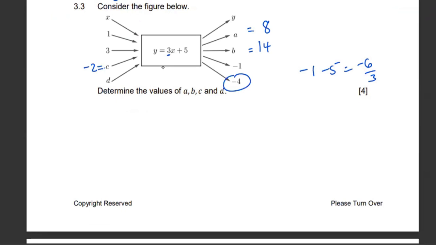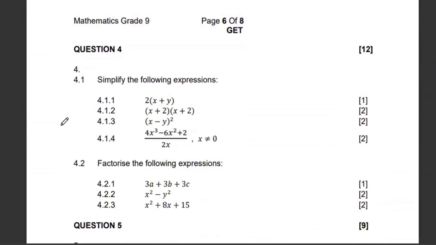And then negative 4 minus 5 gives us a negative 9. Divide by 3, which becomes a negative 3. Okay, so that is how question 3 would have been answered.